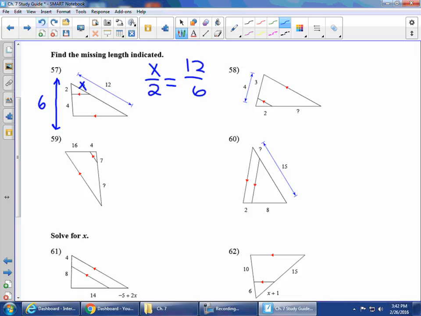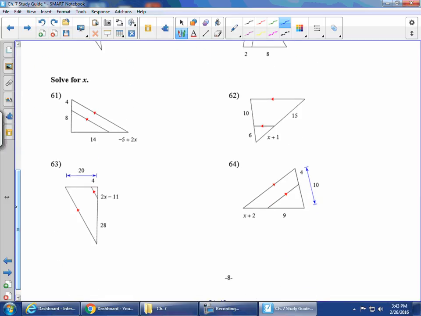Number one thing here is you don't want to try to use the part here. That's not a triangle. Okay? Solve for x, same idea. Small triangle to big triangle, 8 over 14.